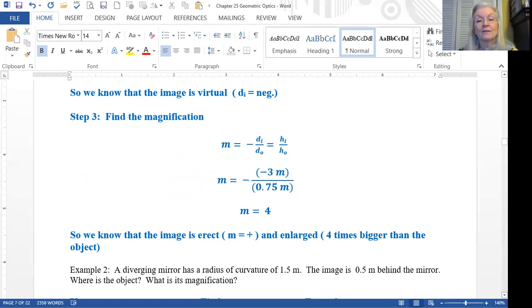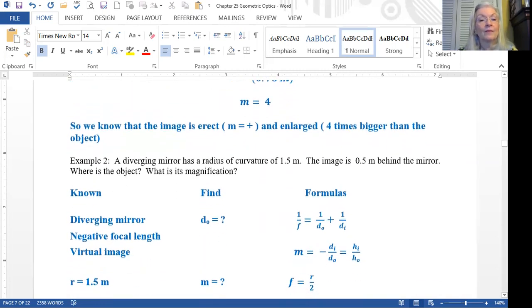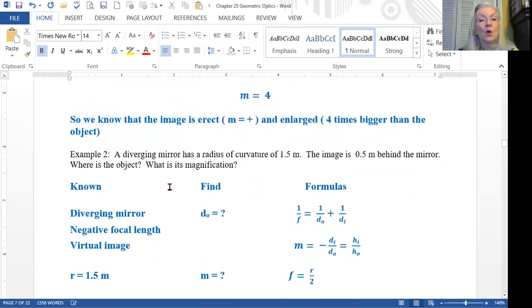All right, new example. We have a diverging mirror with a radius of curvature of 1.5 meters. The image is 0.5 meters behind the mirror. Where's the object and what's its magnification? So, we know that it's a diverging mirror.